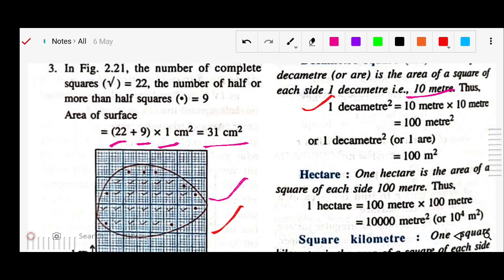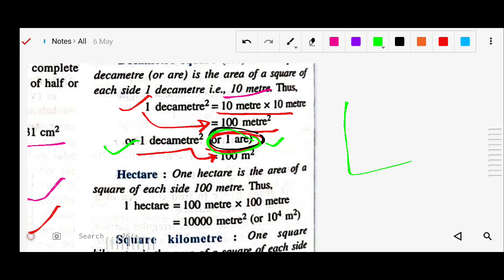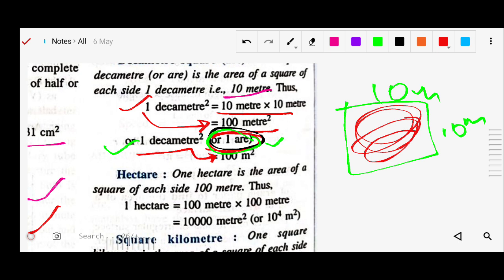1 decameter, that is 10 meter into 10 meter. In 1 square decameter how many? 100 meter square. So 1 square decameter is 100 meter square, and this is also called 1 acre. You have to note down that 1 square decameter is also called 1 acre. In 1 acre how many meter square are covered? 100 meter square. That is 10 meter long and 10 meter wide. So whatever area is enclosed by this is 1 acre, or 1 square decameter, right?